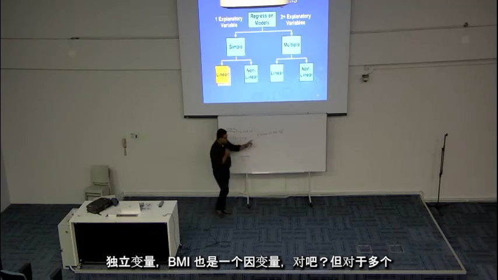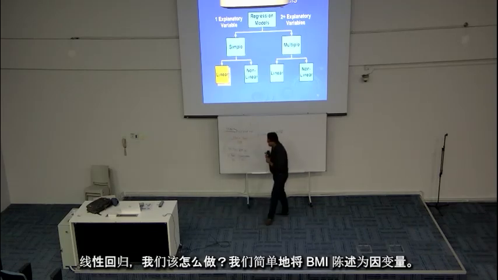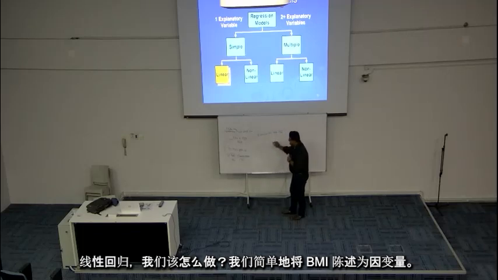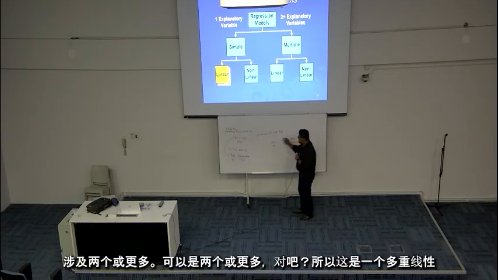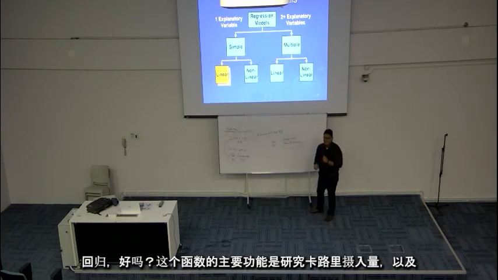Okay, but for the multiple linear regression, what will we do? We still have the BMI as the dependent variable. What will be the independent variables? Maybe the calorie intake, or hours of exercise, for example. So it will involve two or more. It can be two or more. All right, so this one is a multiple linear regression.